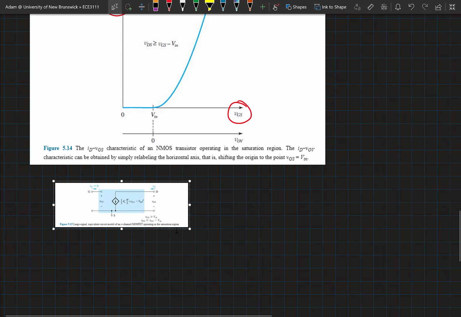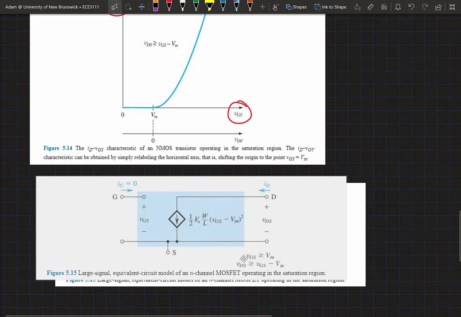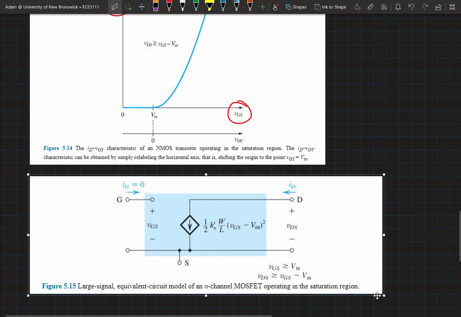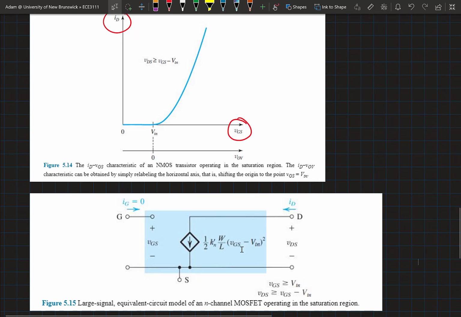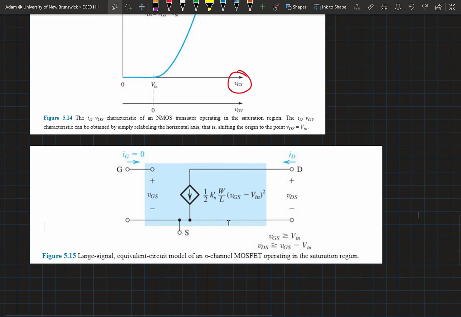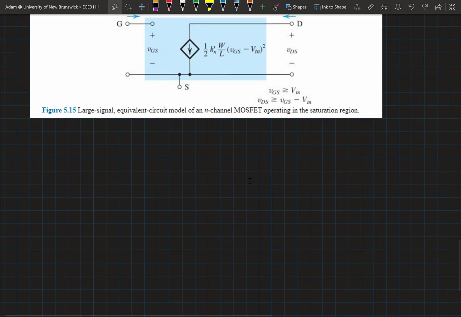Describing this operation through the use of a model, again pulling figure 5.15 from Sedra/Smith, here's the large signal model of the MOSFET operating in the saturation region, operating as an amplifier, a voltage controlled current source. And we see these relationships that we talked about above being depicted, this current being a function of the square of the overdrive voltage. We will explore the small signal operation of the MOSFET briefly in a couple of classes.